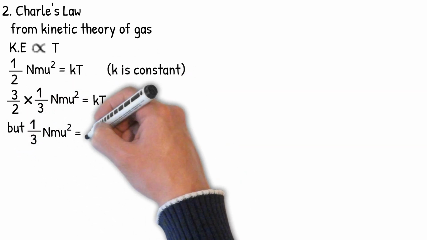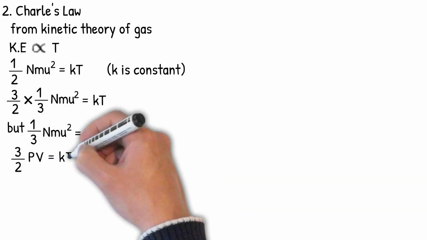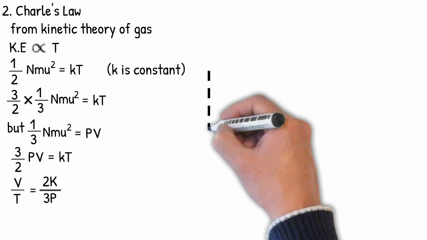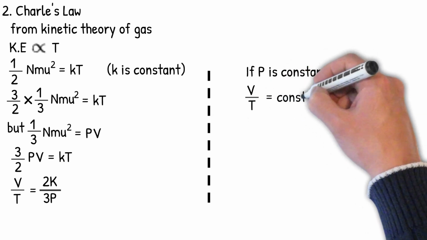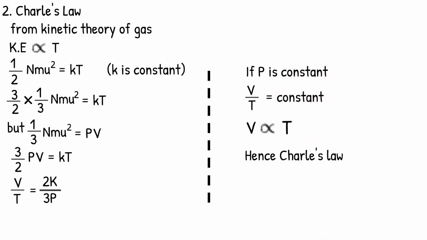But 1/3 nmu² equals PV. By substituting it, it becomes 3/2 PV equals kT. Then V/T equals 2k divided by 3P. If P is constant, then V/T equals a constant, so V is directly proportional to absolute temperature. Hence Charles' law.